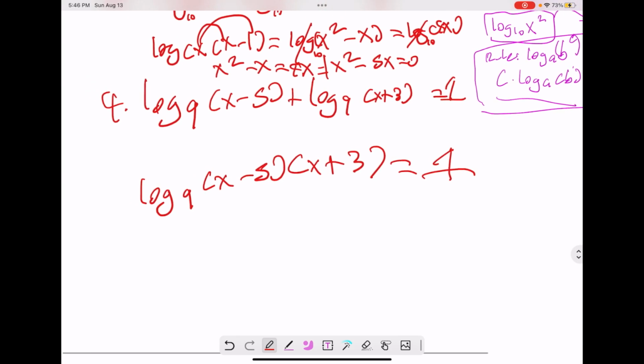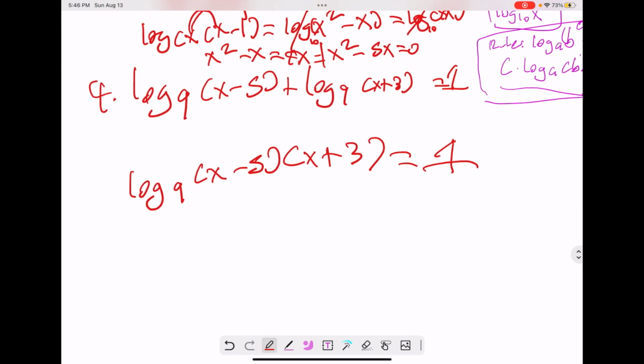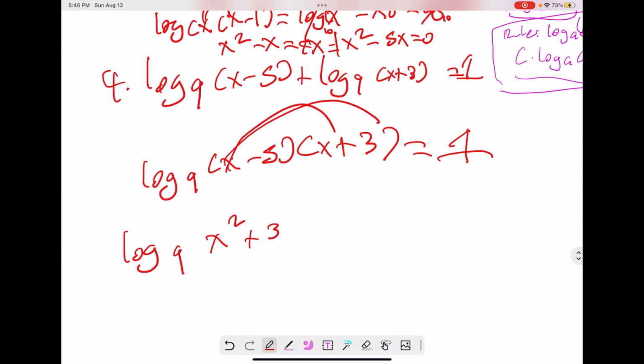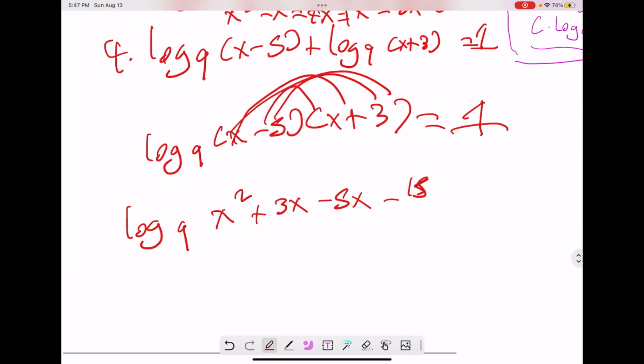What you can do here is I'm just going to multiply it out. So if we multiply these out, we get log 9 of x squared, and then we can times this by this, plus 3x minus 5x minus 15. So now what we're going to do is, equals 1.